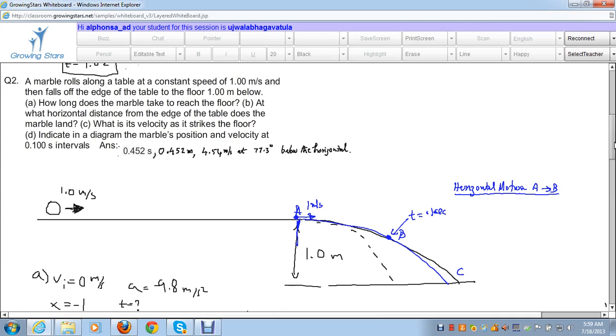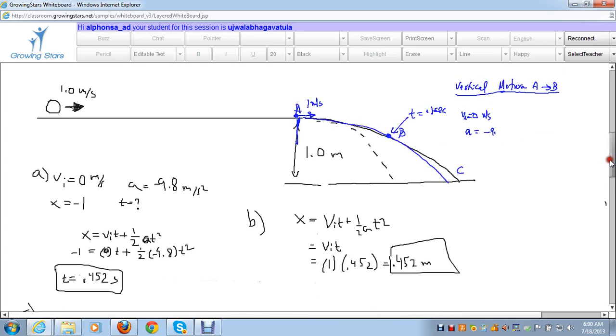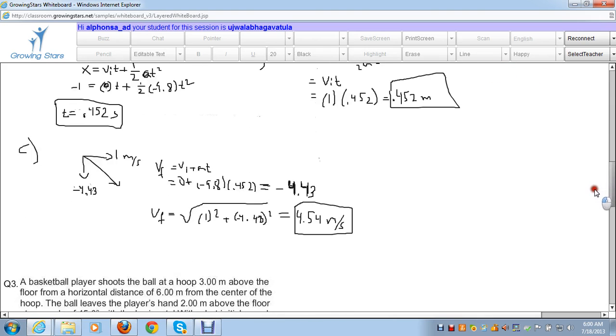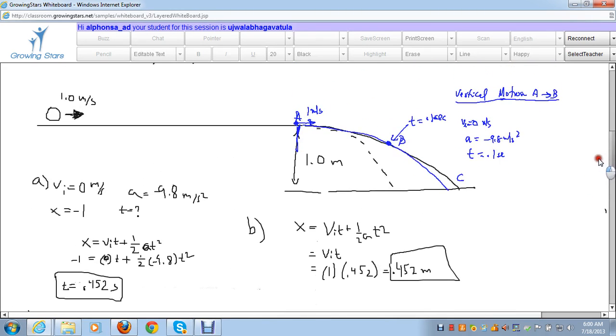Let's analyze the vertical motion, because we want the time, isn't it? Okay, vertical motion. Can you analyze what's the initial velocity? The initial velocity in the vertical direction is 0. Then acceleration, negative 9.8 meters per second squared. Then time is 0.1 second. So we can find out the final velocity.